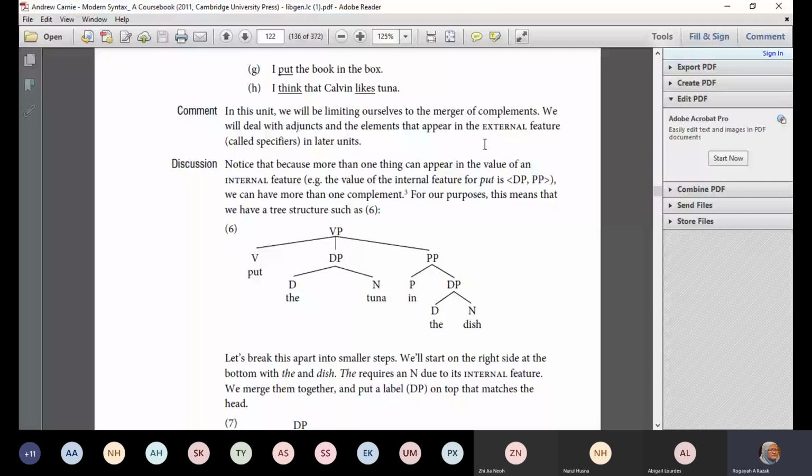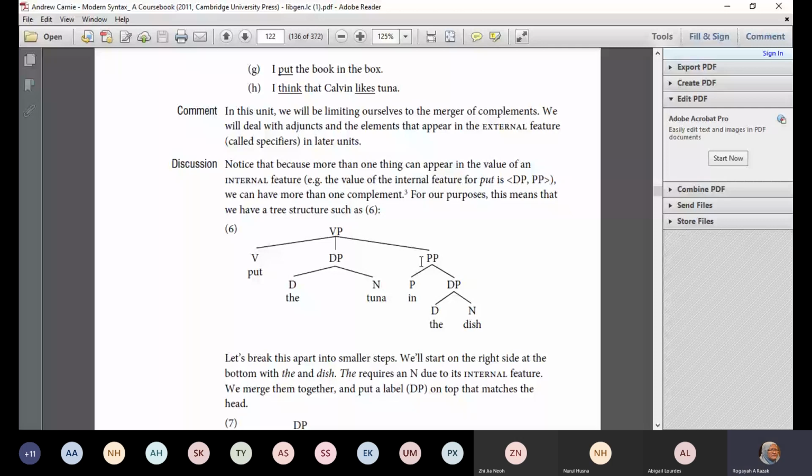We will deal with the external feature later, for the external argument. So now this is the tree after we've combined everything. First we do a C merge of the DP, the and dish, and then we get the DP. And then we go step by step, right? The next higher constituent is a PP. So we ask, what's in the PP? The PP has in the dish. The P in has an internal specification, and apparently the DP satisfies that specification. So they combine. They become PP.